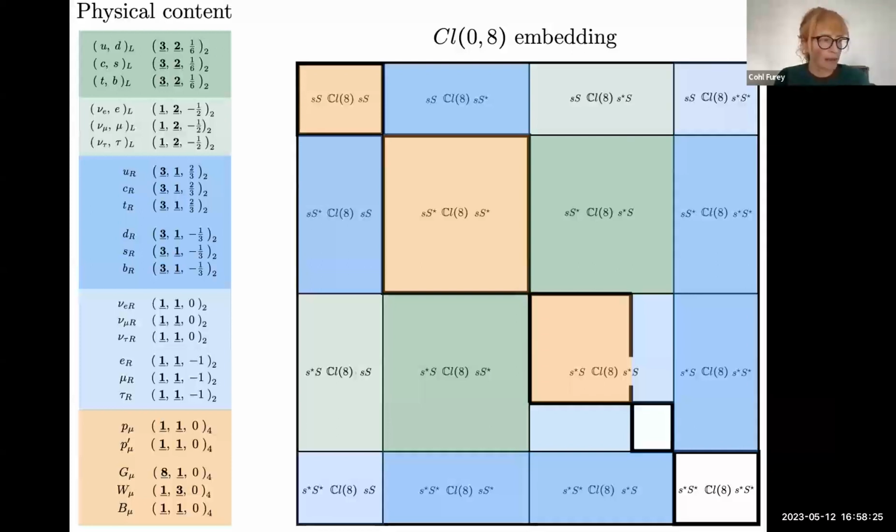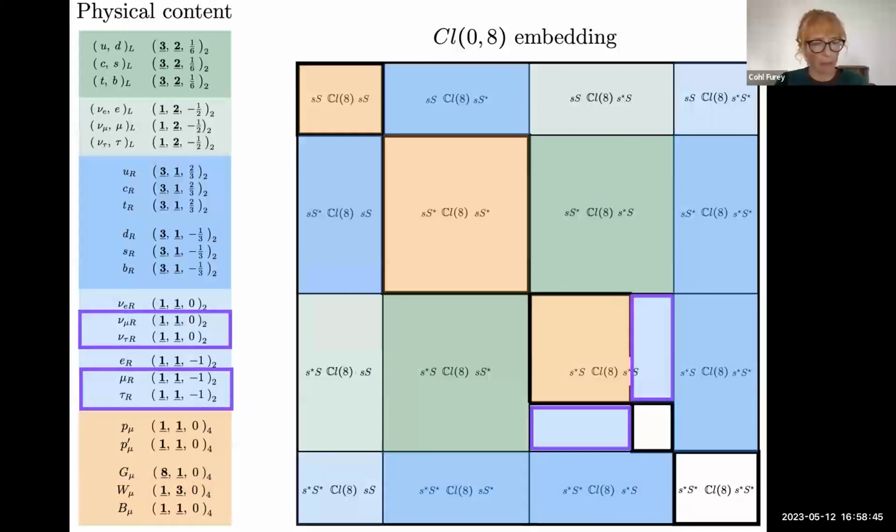Oddly enough, when we do this, the diagonal block now provides us with a suitable space for these electroweak gauge bosons. So now it fits the electroweak gauge bosons perfectly. And the off-diagonals now have exactly the right dimension to describe the missing two generations of right-handed leptons.